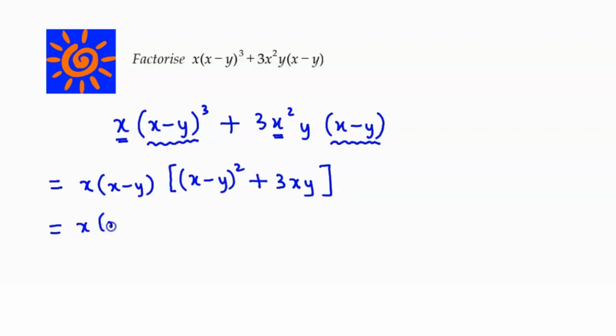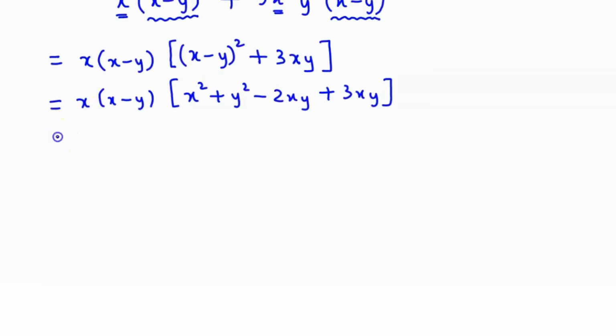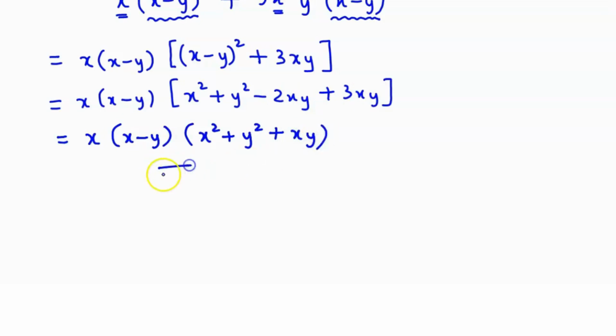So we have x into (x − y). Now we expand this, so we have x² + y² − 2xy + 3xy. So the final value would be x into (x − y) into (x² + y² + xy). Now 3xy minus 2xy, that's plus xy. So this is how we factorize the given expression.